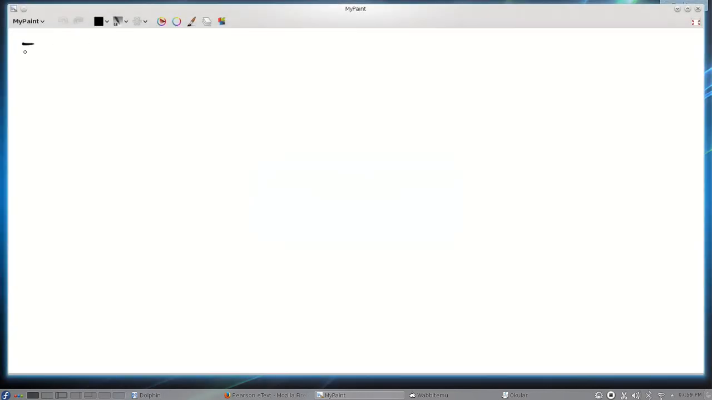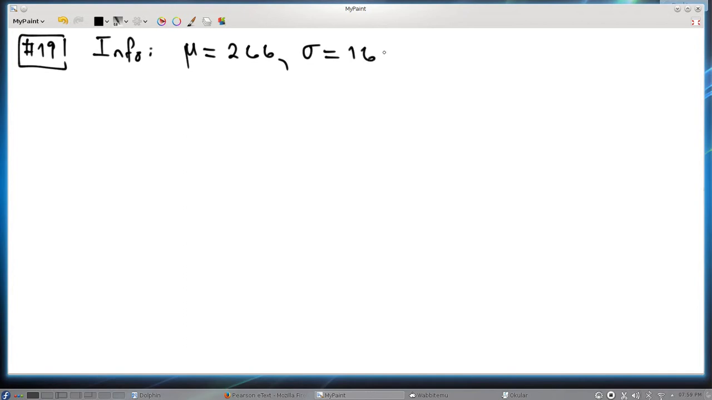So here, problem number 19, and the information given to us is as follows. We have the mean value, which is 266, and a standard deviation of 16, and most importantly, we know that the population is normally distributed.